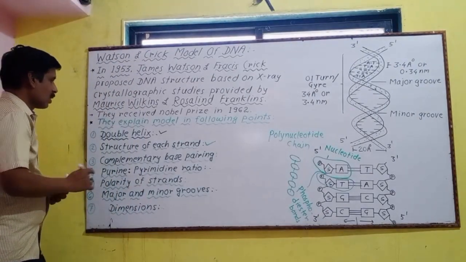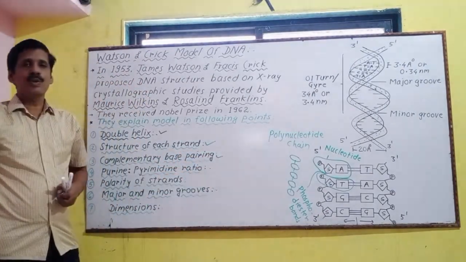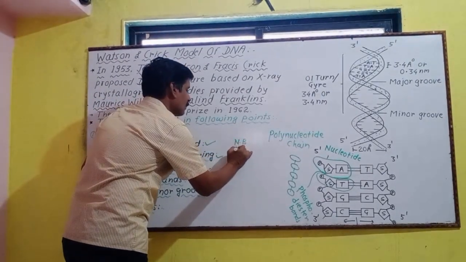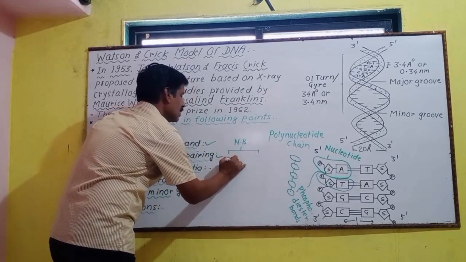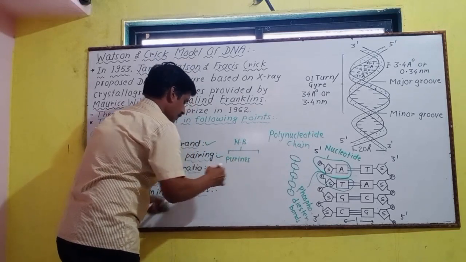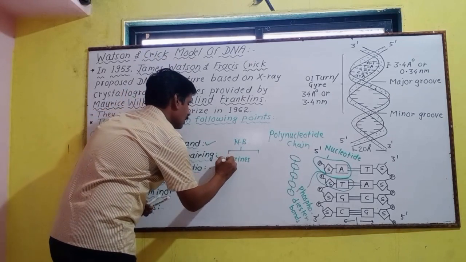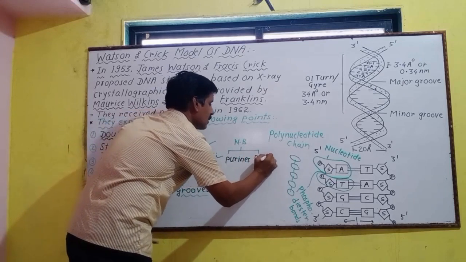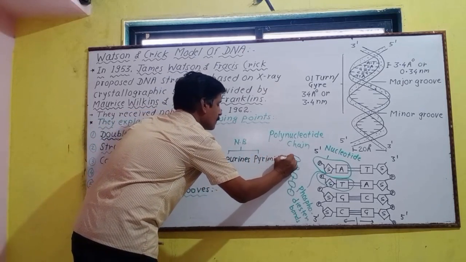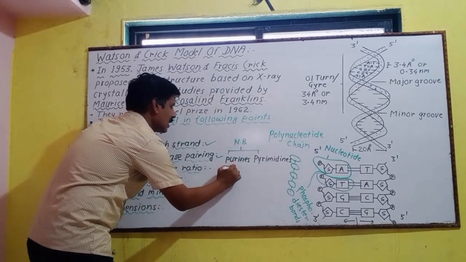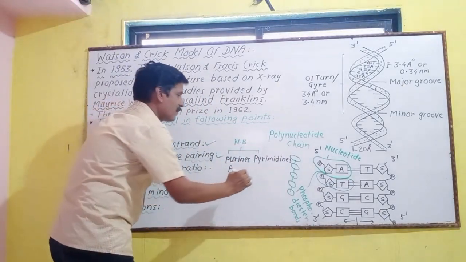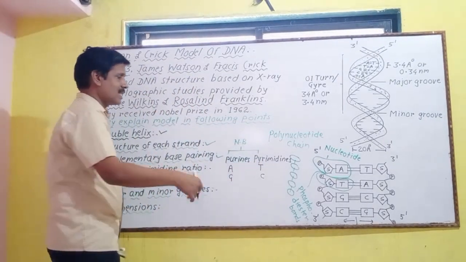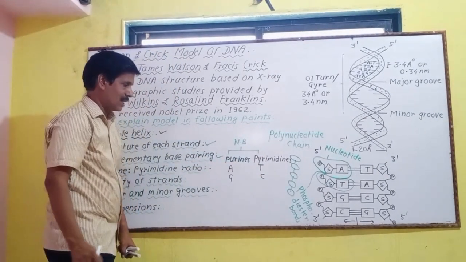Then regarding complementary base pairing, as I told you before, in case of the DNA the nitrogen bases are mainly of two types. That is the purines, which are double ring structures, and the second one is the pyrimidines. The purines include adenine and guanine, while the pyrimidines include thymine and cytosine in case of the DNA. In case of the RNA, thymine is replaced by uracil.